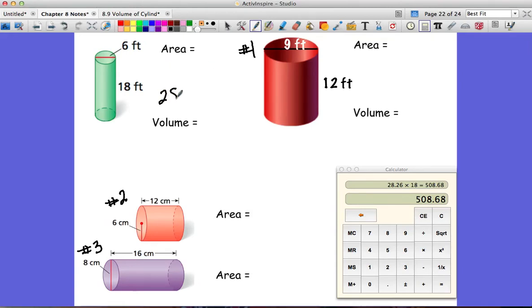So in your notes, you can show all the work here, and then your answer was 28.26 feet squared, and then you can show all of your work and show down here that your answer was 508.68 feet cubed. Or you can keep reminding yourself what the area formula is for practice. My main concern is that you can find the volume. So you need to try numbers 1, 2, and 3 on your own and post your answers to Edmodo.